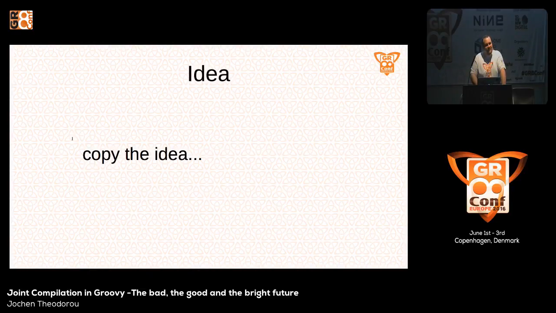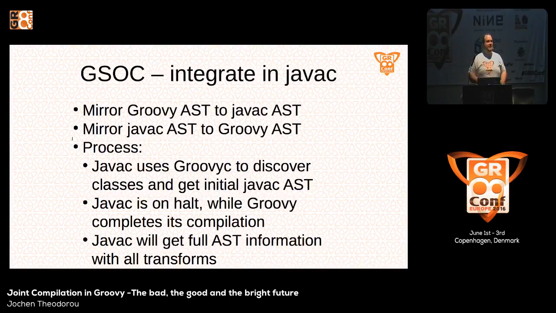Then another idea, maybe we can copy the idea. Let's integrate Groovyc with Javac on the AST level instead of using stubs. We mirror the Groovy AST to the AST of Javac, and vice versa. Then we let Javac use Groovyc to discover classes and produce the initial Javac AST for Groovyc, and then we hold Javac somehow, let Groovy compile the Groovy sources, and then let Javac continue.